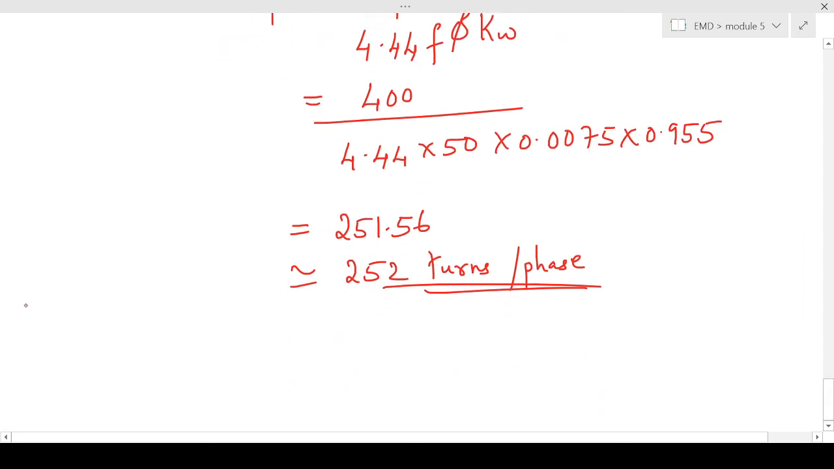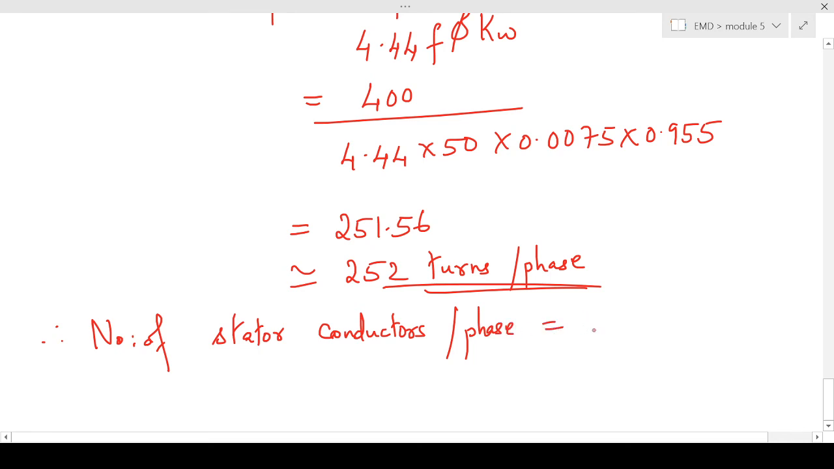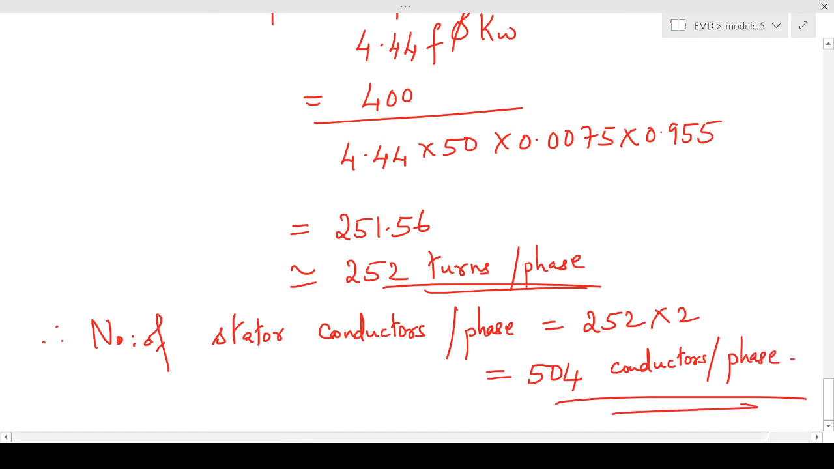Now the number of stator conductors per phase is equal to 2 times the turns per phase, 252 into 2. So that is equal to 504 conductors per phase. So we have found the main dimensions and the number of stator conductors per phase when the stator is star connected and delta connected.